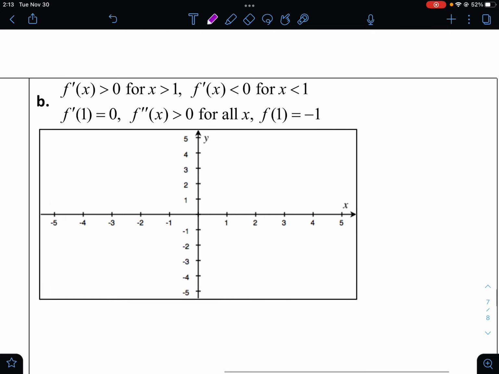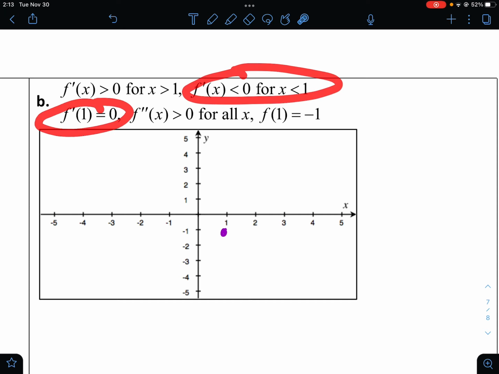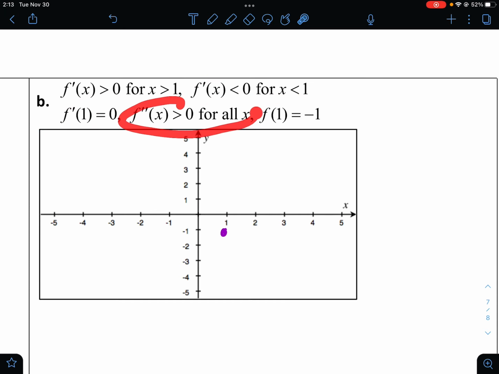Second one, we have, well, first of all, f of 1 is negative 1. So f of 1 is negative 1. The derivative is positive to the right of 1, negative to the left of 1, and 0 at 1. The second derivative is always positive. So it's always concave up. It should be decreasing and then increasing. And there's a possible sketch.